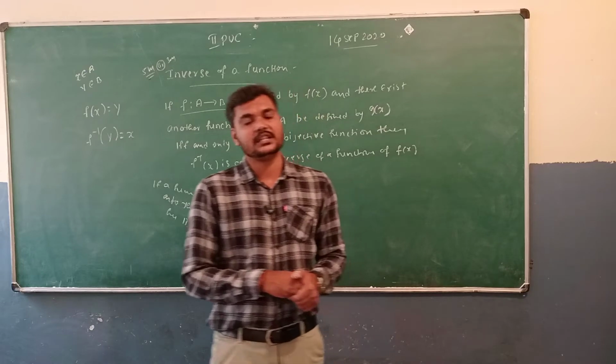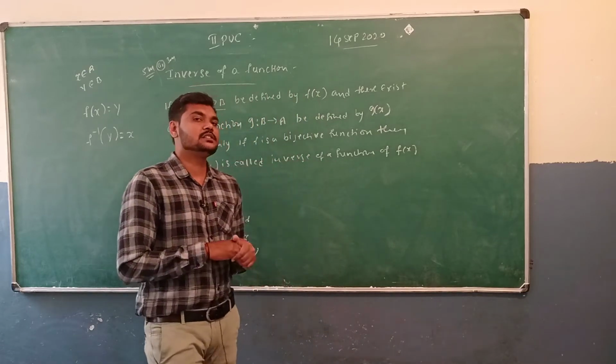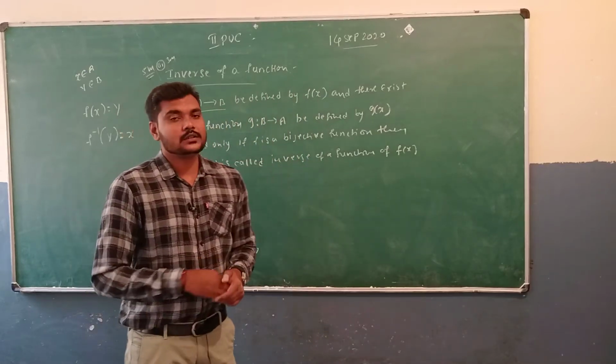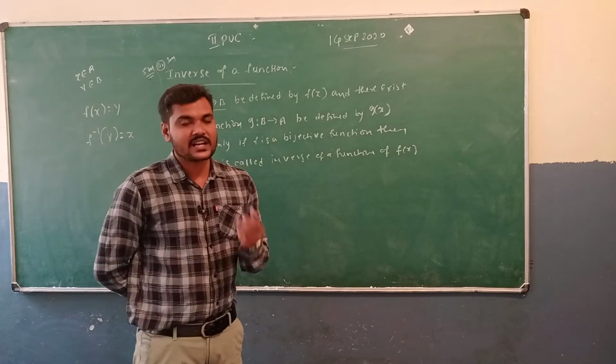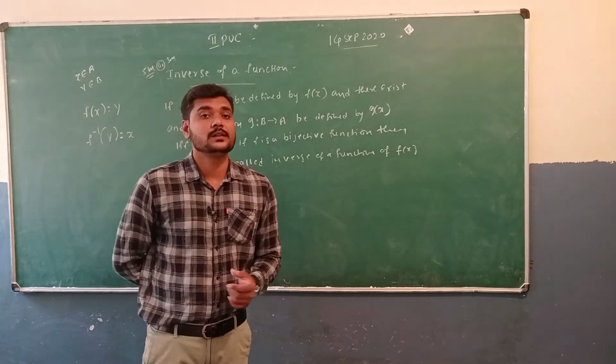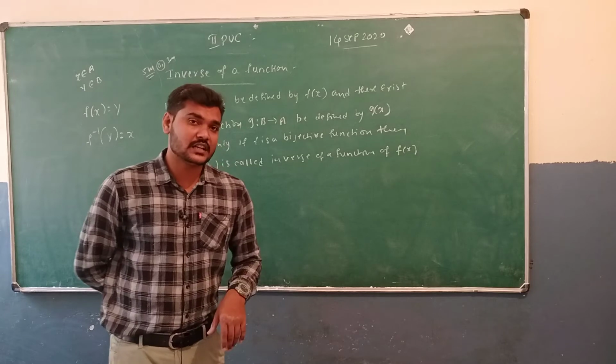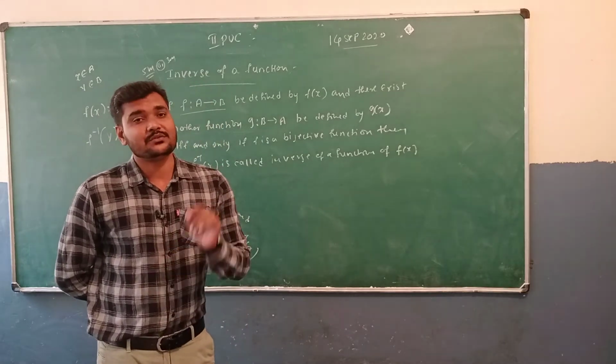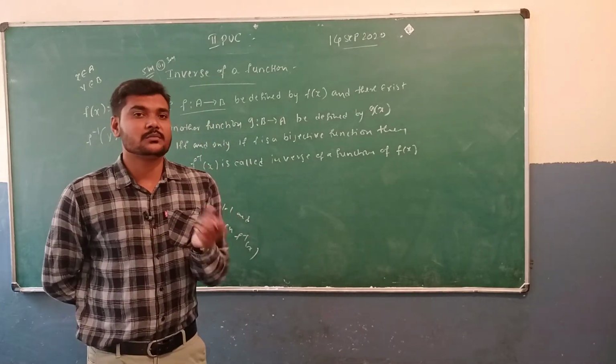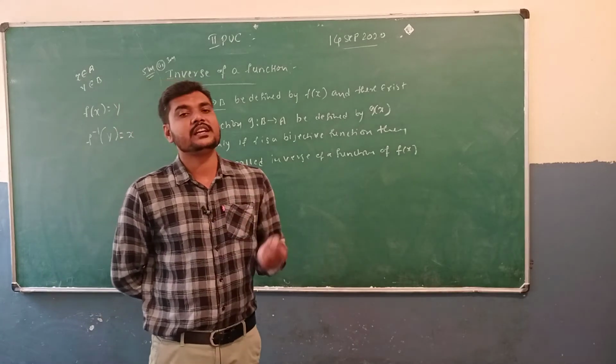So f from A to B, which is defined from A to B, that function is called f of x, and there exists another function g of x. So that g of x exists, and that is a function from B to A.